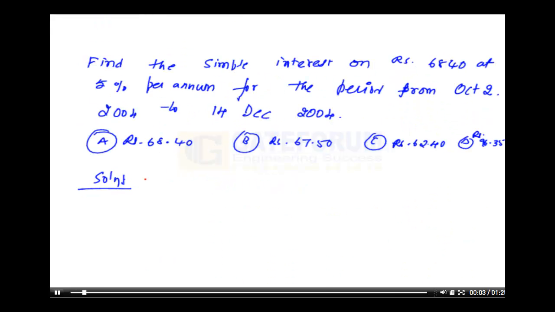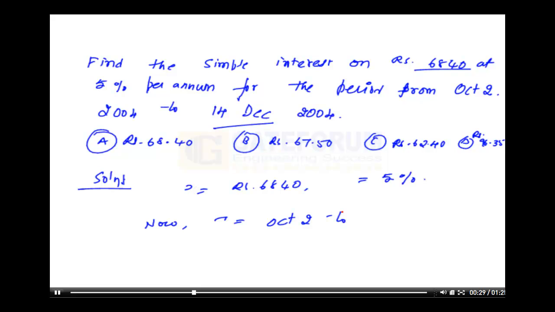We have to find the simple interest on rupees 6,840 at the rate of 5% from October 2nd to December 14th. Now look here, the principal amount is given as rupees 6840, whereas the rate of interest is given as 5%. Now the most important thing is time period. Time period is given as October 2nd to 14th December.